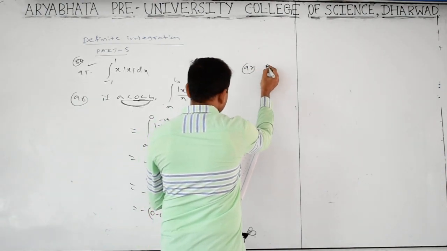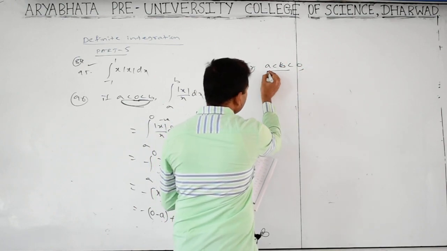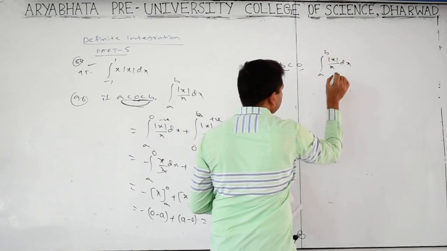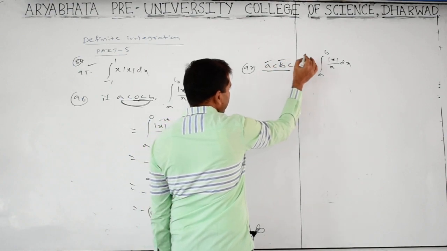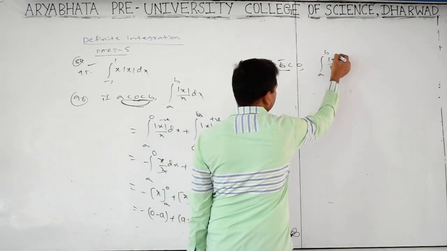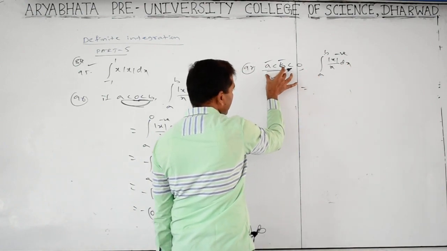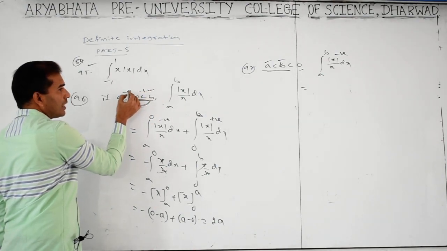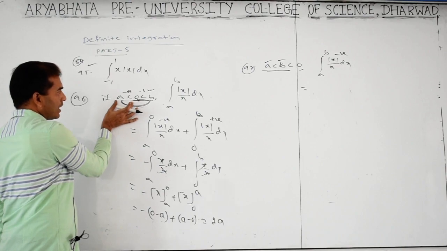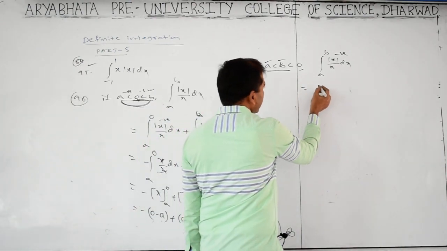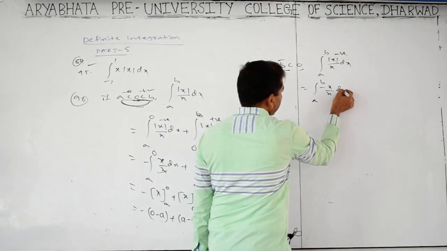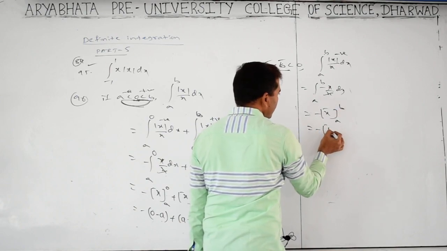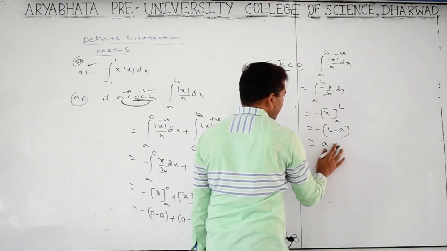Question number 97. If a is less than b and b is less than 0, both are below 0 only. Then integration of a to b mod x by x dx. Both a and b are negative, so mod x is also negative. We do not need to split here, because we split only when a positive part is there. Here the whole interval is negative, so mod x is minus x. A to b minus x by x dx, the x terms cancel. Minus x integration of 1 dx is x, limits a to b. So minus of (b minus a) will give a minus b.